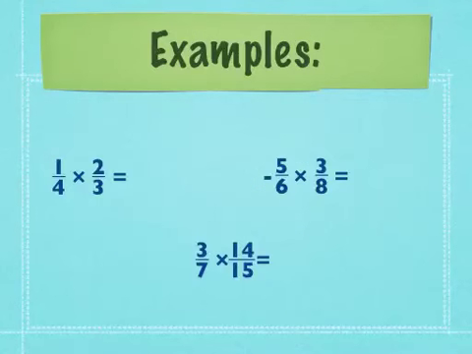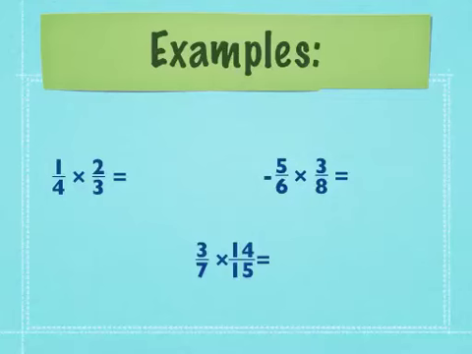Examples. If you look at the first example, we have 1/4 times 2 over 3. When we're multiplying fractions, we could go straight across and we could go 1 times 2 is 2 and 4 times 3 is 6, and then we would have 2/6, but those are both even numbers and we would have to simplify if we wanted our full points when you take your test.